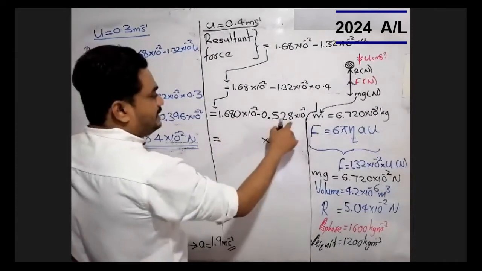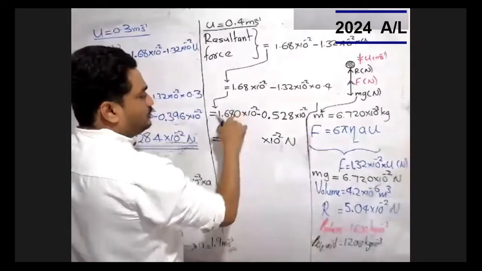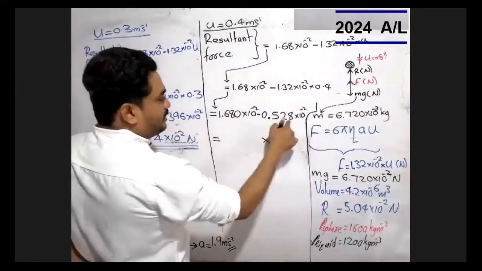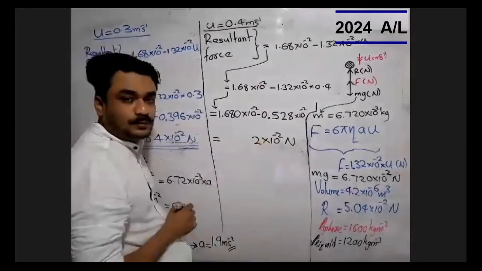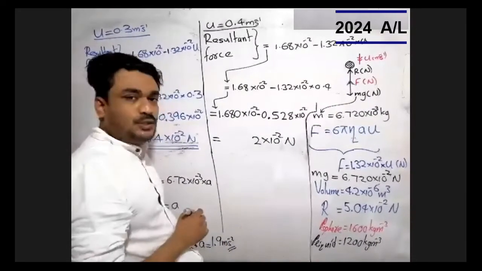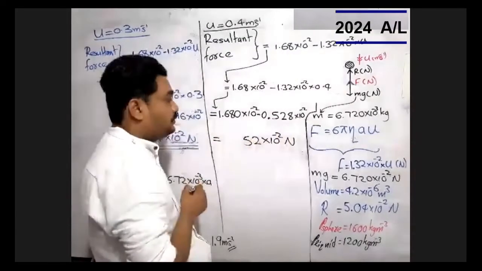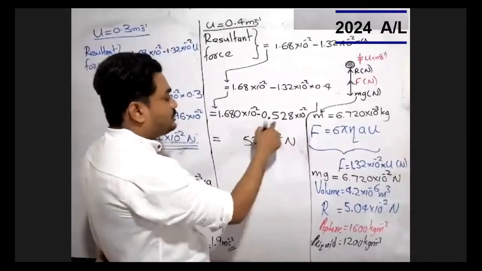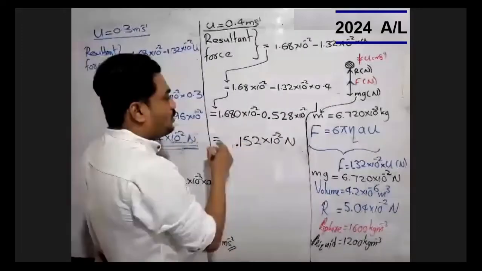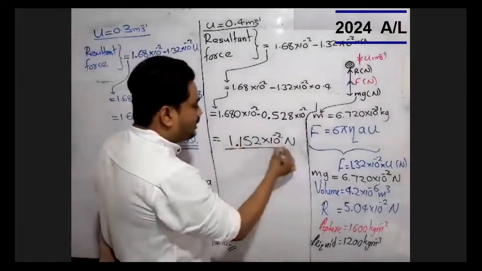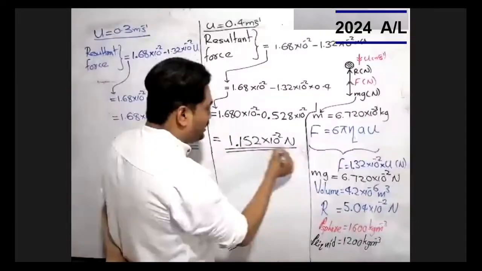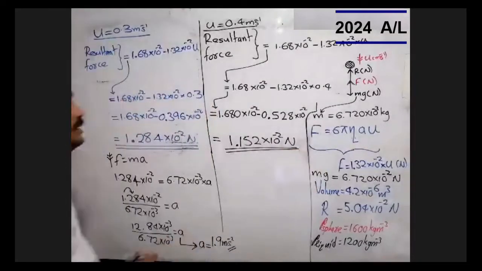0 minus 8 can't be done. You have to take 1 from this side. So this will be 7, this will be 10. 10 minus 8 is 2. Now this is 7. 7 minus 2 is 5. This is 6. 6 minus 5 is 1. This is 1. So 1.152 into 10 to the power minus 2 Newton. Who got this answer?